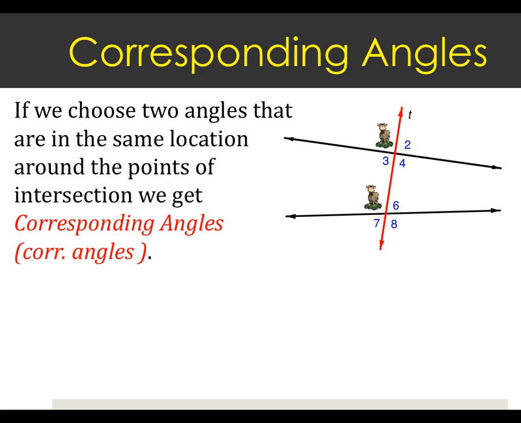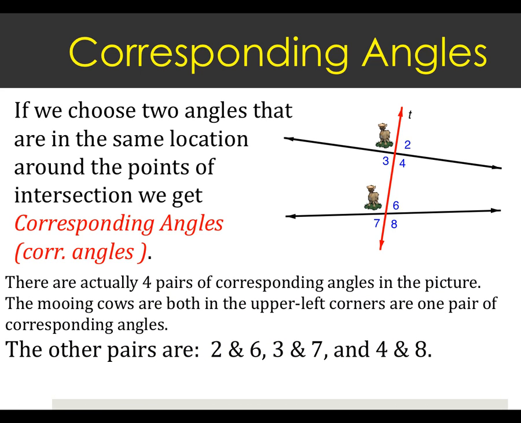Okay, first pair. Corresponding angles. We will abbreviate those as COR angles, or sometimes we'll just write CA. Corresponding angles are angles from each point of intersection that are in the same location. So notice the mooing cows are in the upper left up here and the upper left up here. Those are corresponding angles. Upper right, in fact I think I listed them here. Yeah, there's all the others. 2 and 6, 4 and 8, 3 and 7.